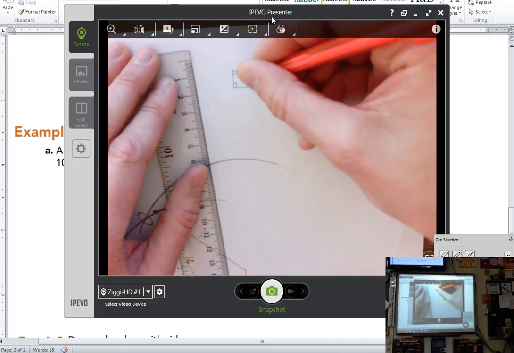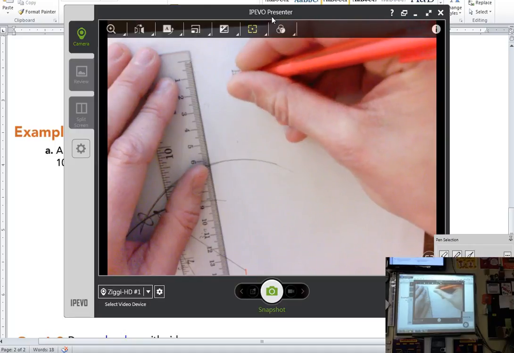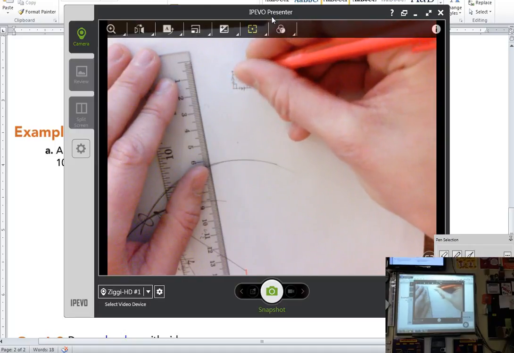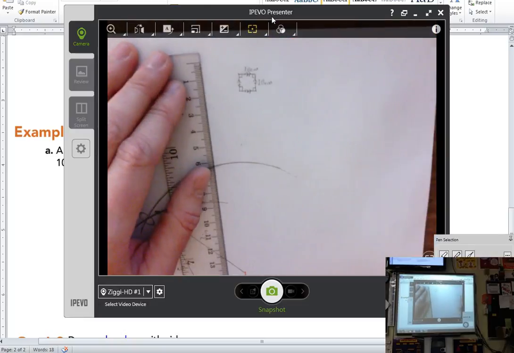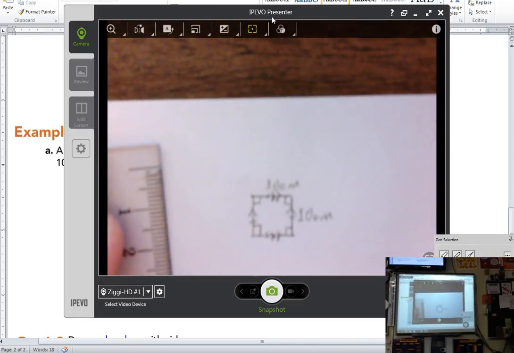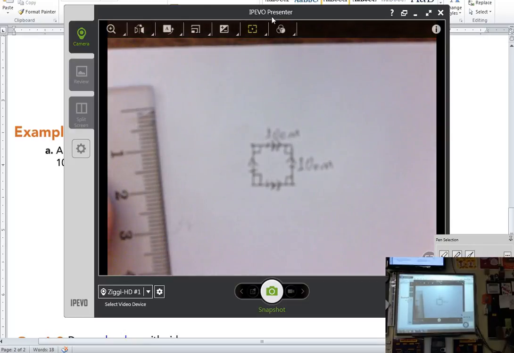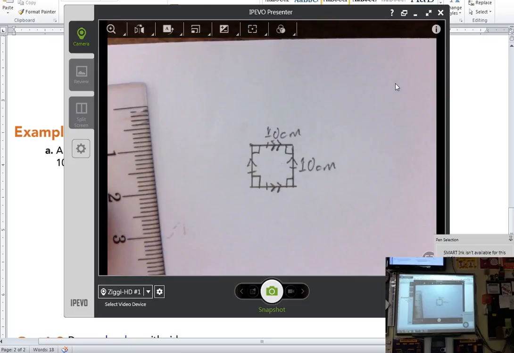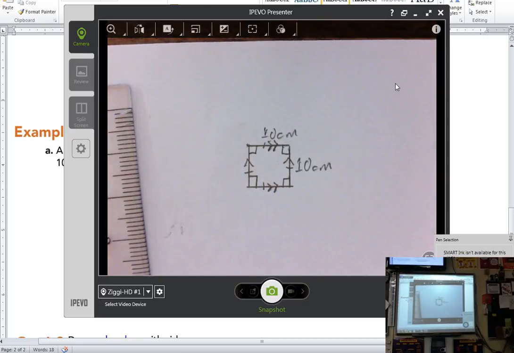If you want to label excessively, those are all the same length. That's parallel with that. That's parallel with that. That's like all the labeling that we could have there. That is excessively labeled. Any questions?